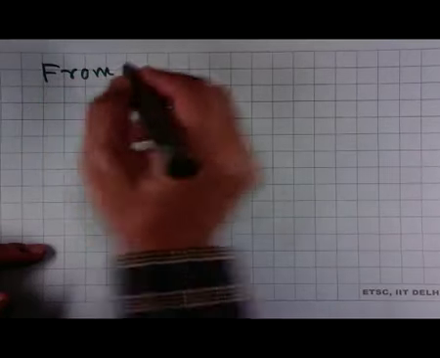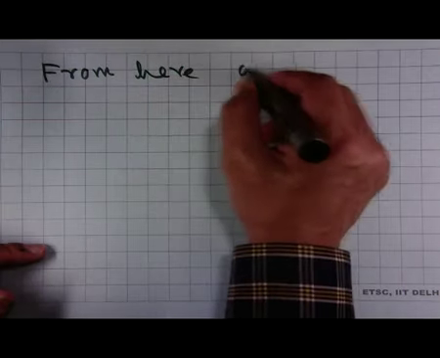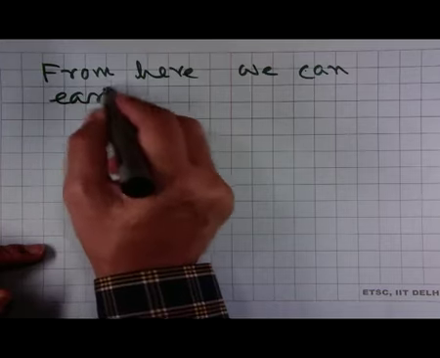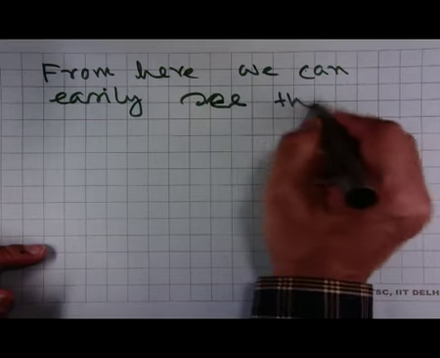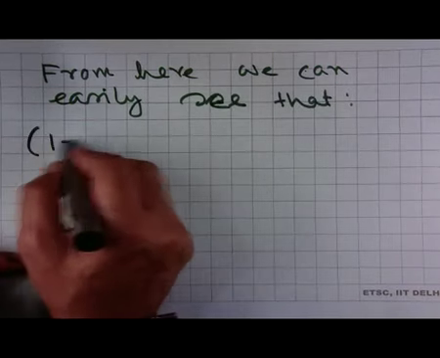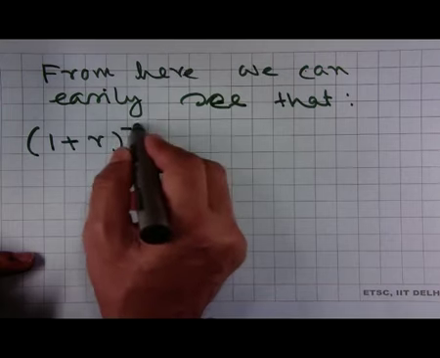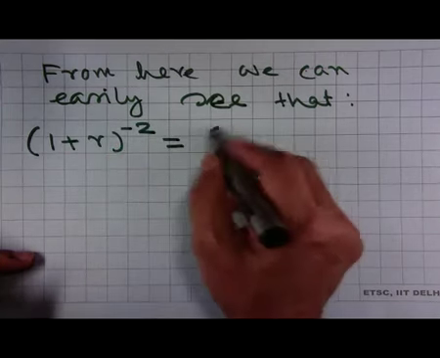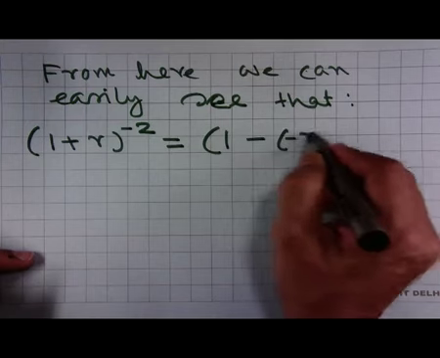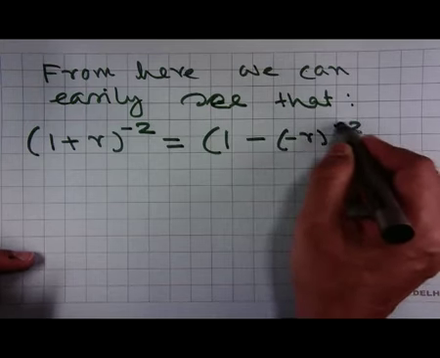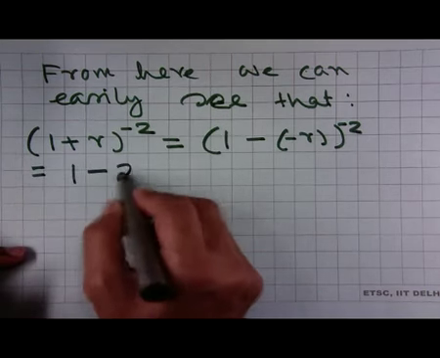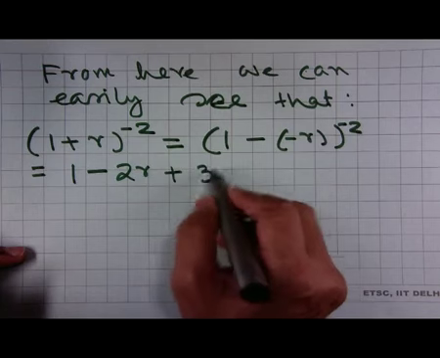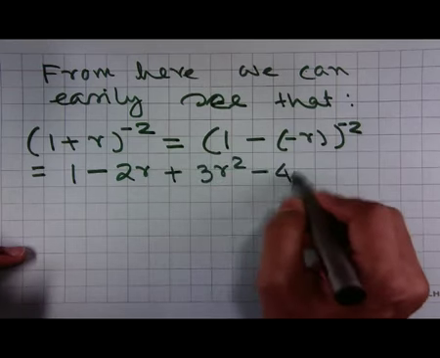From here, we can easily see that (1 plus r) whole to the power minus 2 is equal to (1 minus r) whole to the power minus 2 with r replaced by minus r. Therefore, this is going to be 1 minus 2r plus 3r square minus 4r cube.